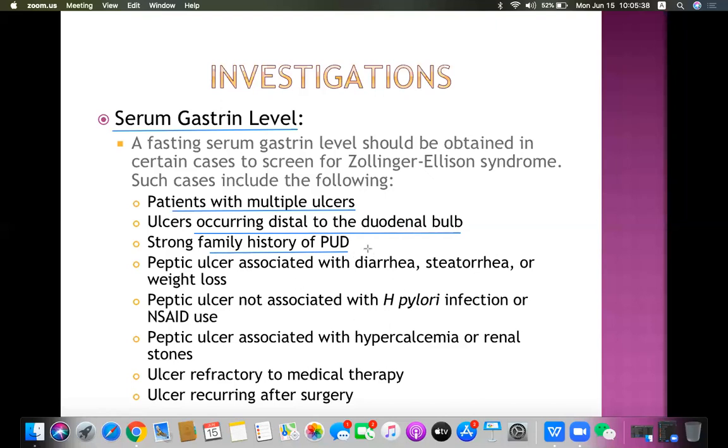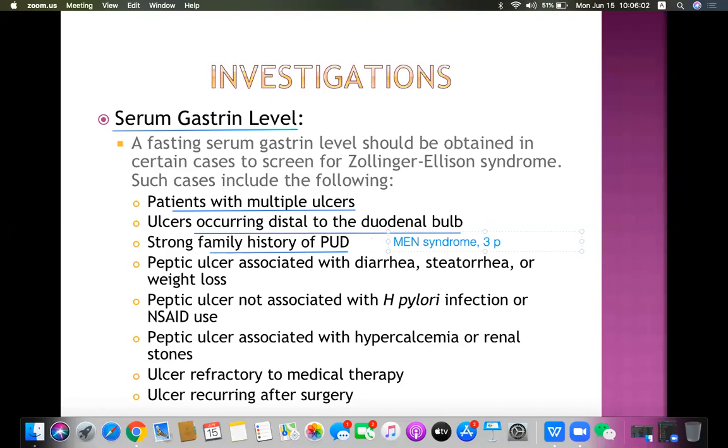Remember MEN syndrome, multiple endocrine neoplasia syndrome. So let me write it here for you. It may be a part of MEN syndrome. Remember, in MEN syndrome 1, there are 3 P's. Okay, 3 P's we say.